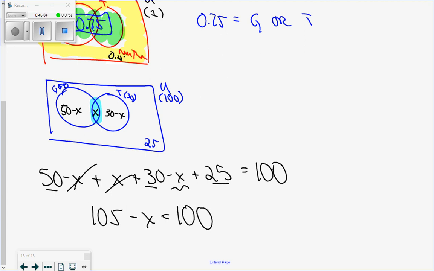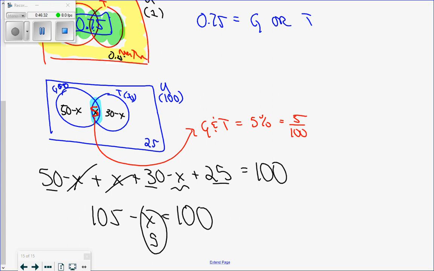Okay, so 105 take away what will give me 100? What does this have to be? 5. So if you go back to your picture here, 5 is the overlap. Overlap is golf and tennis. So that 5 represents 5% or 5 out of 100 or 0.05, which is the answer to the nearest hundredth.